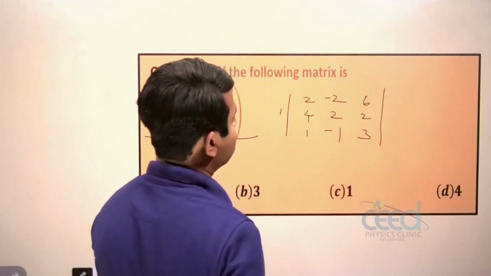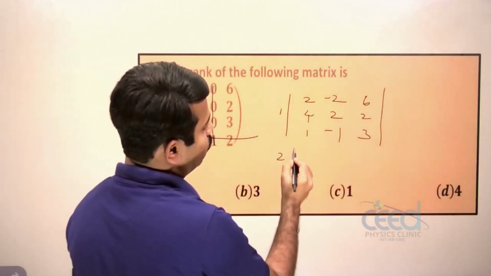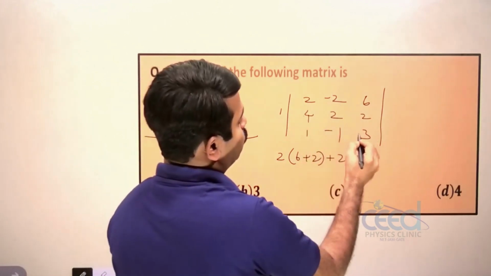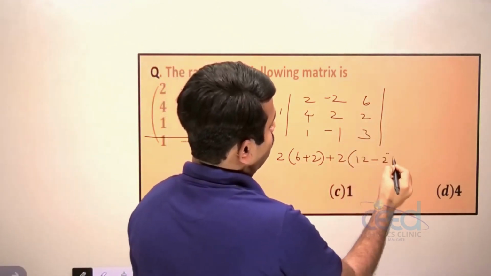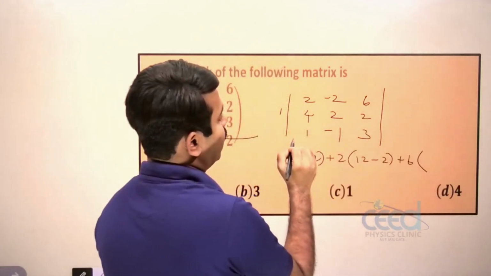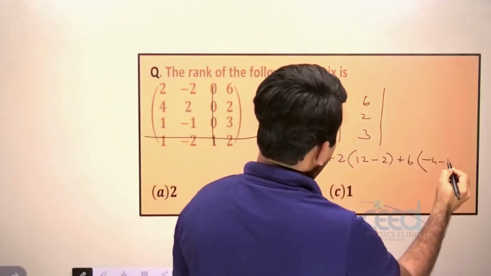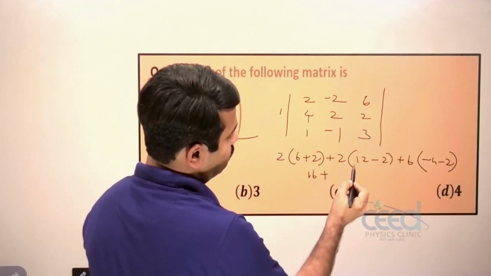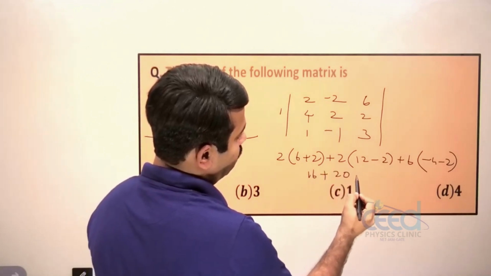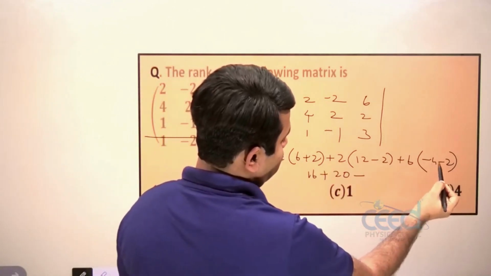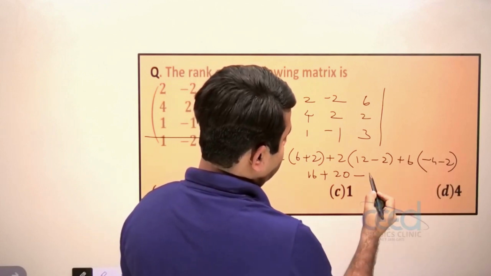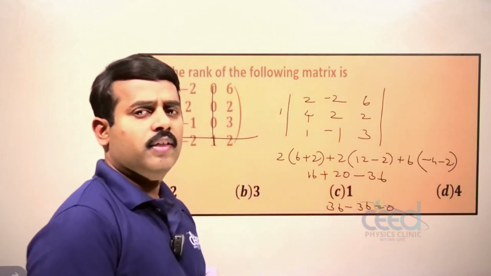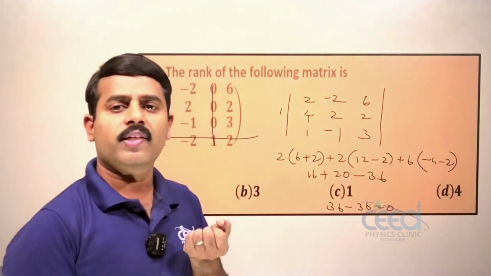Right. So that is 2 into 6 plus 2, plus 2 into 12 minus 2, plus 6 into minus 4 plus minus 2, minus 4 minus 2, right. So what do I get? 16 plus 12 minus 2, 10, 20 minus 6, 36. So 36 minus 36 equals 0. Then the determinant of this 4 by 4 matrix is 0.